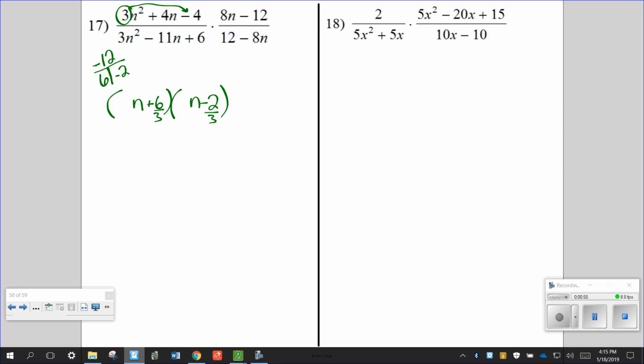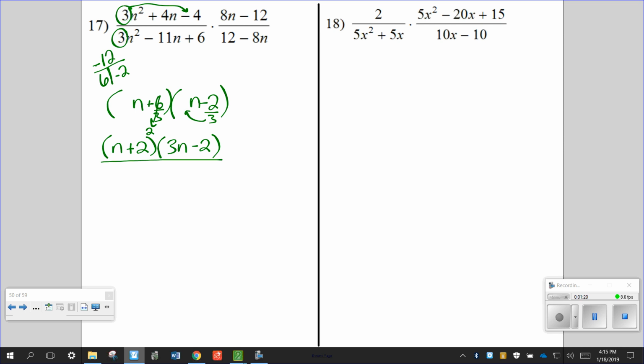The 6 divided by 3 is 2, so that leaves us with n plus 2. 2 divided by 3, we can't simplify that, so that's why we do the bottoms up. So we bring 3n minus 2. That is divided by 3n squared minus 11n plus 6. So we're going to multiply again.